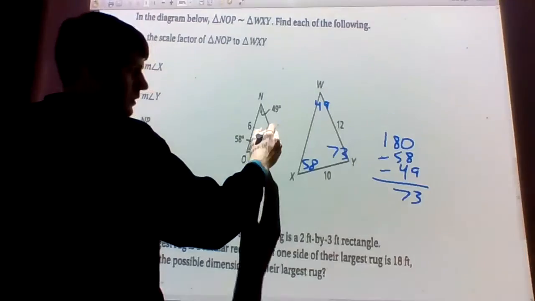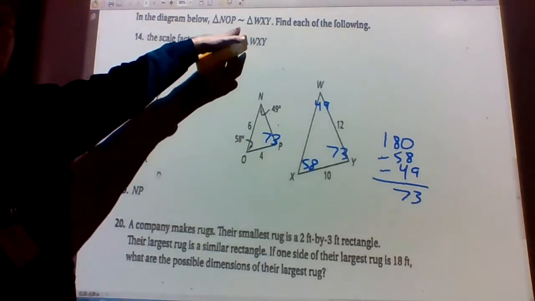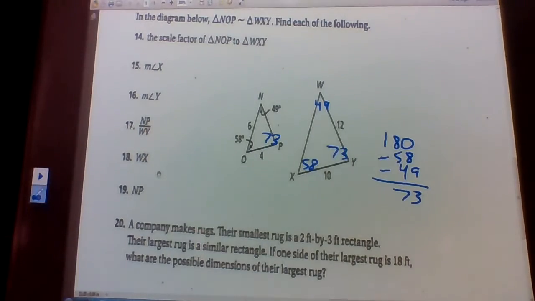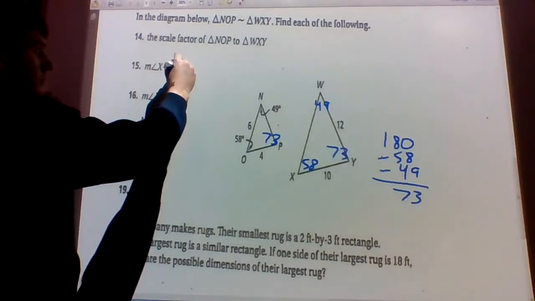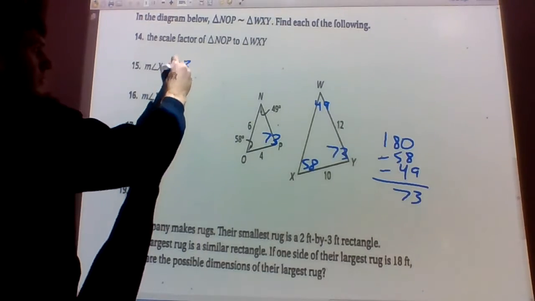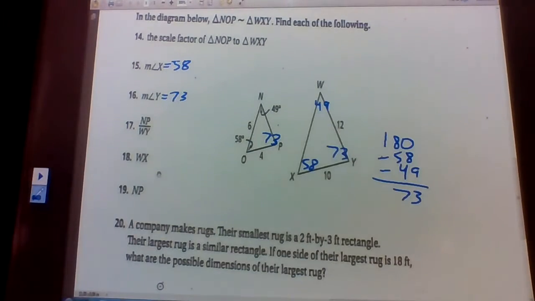Right, and same thing over here, you can get 73. So angles are congruent. It tells us they're similar. We know if they're similar, the angles are congruent. So X is going to be 58, and Y is going to be 73. Okay, now we can do our sides.